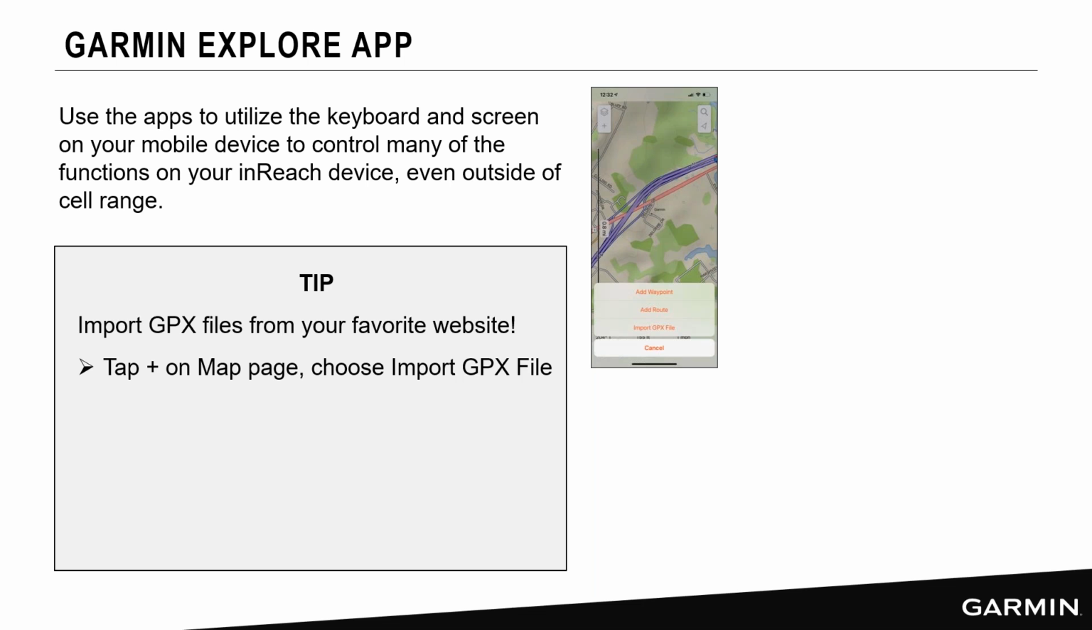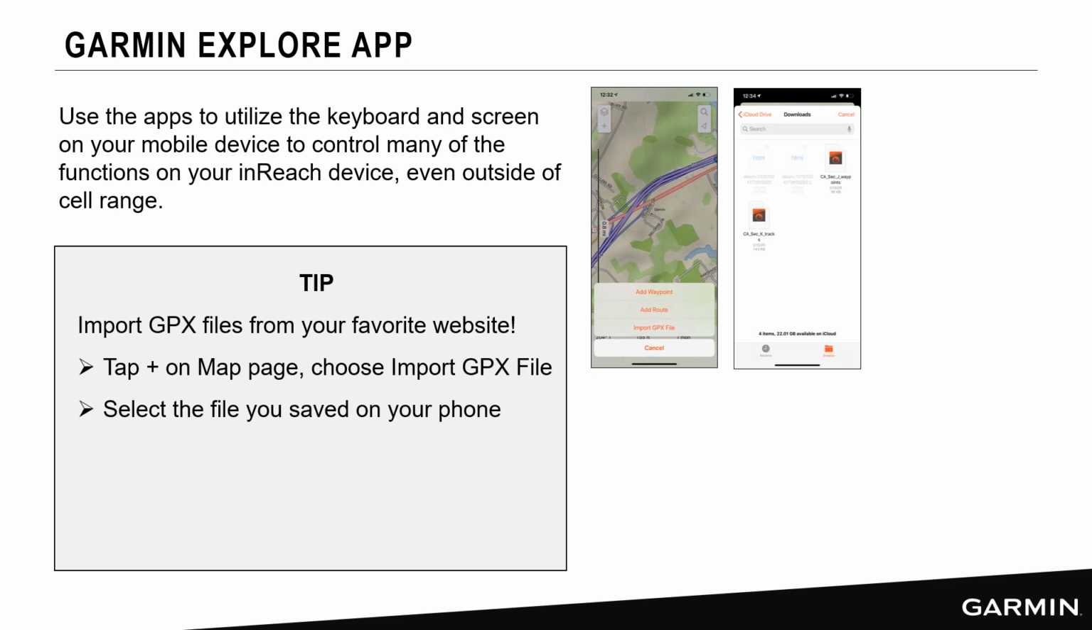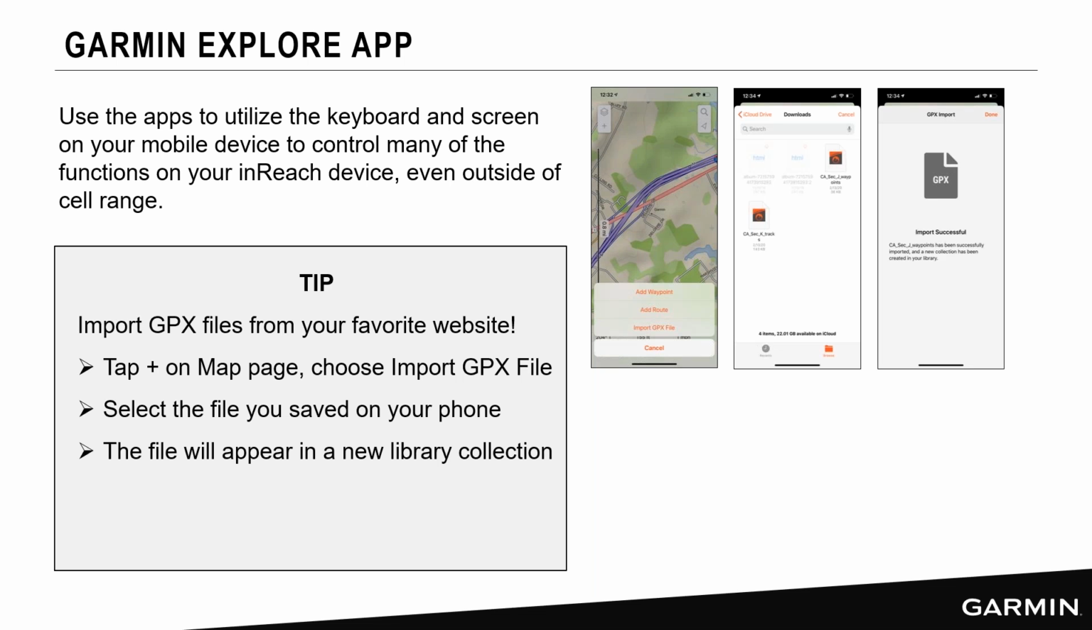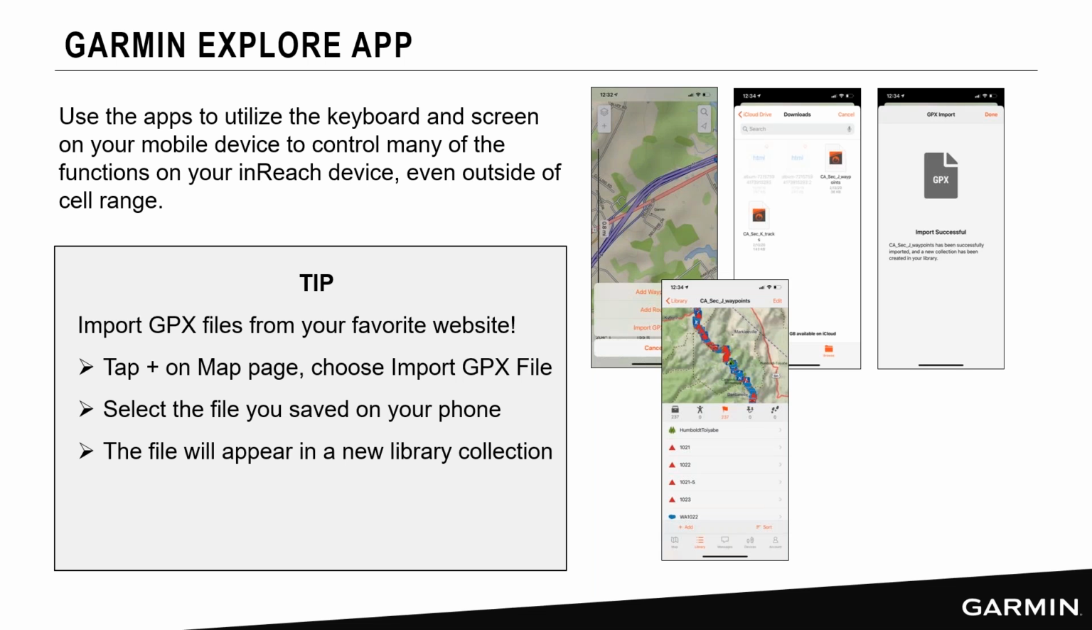hiking apps. And so the way to do this, you go to the map page and you can see I already started it, but the plus sign in the upper corner, you click that and you see the option to import a GPX file. From there, you can browse the files that you've downloaded to your phone as one approach. And I have a couple of examples here. I choose one and it imports it and creates a collection inside my library. And then once I go and look at that collection, you can see all of the point data or line data that was in that file.